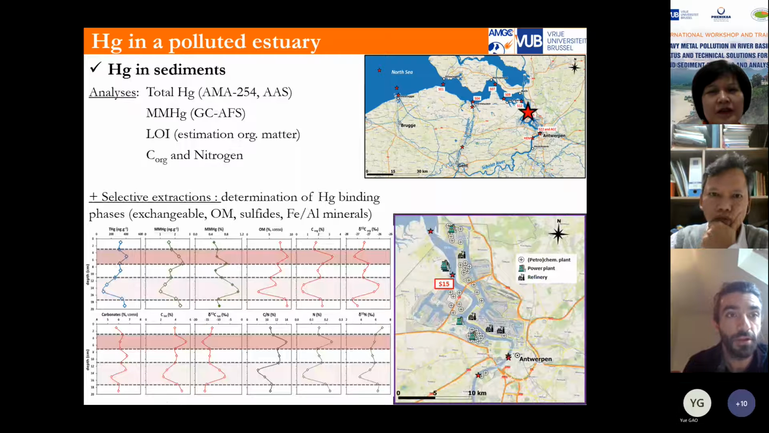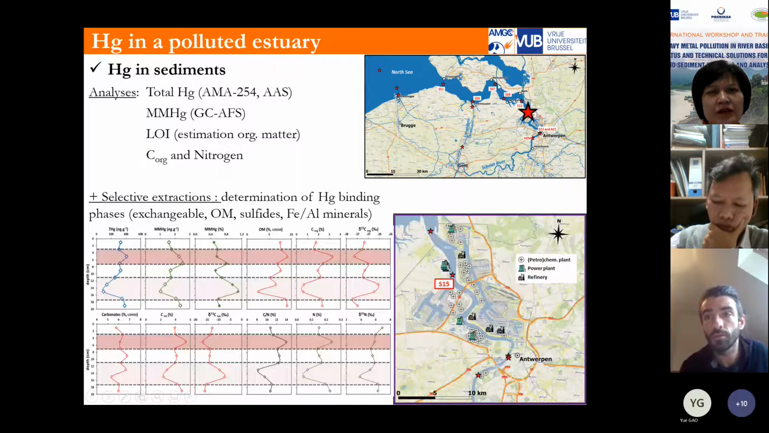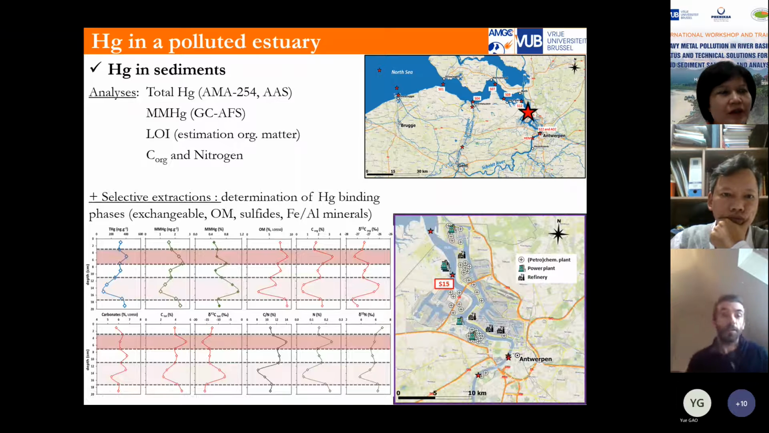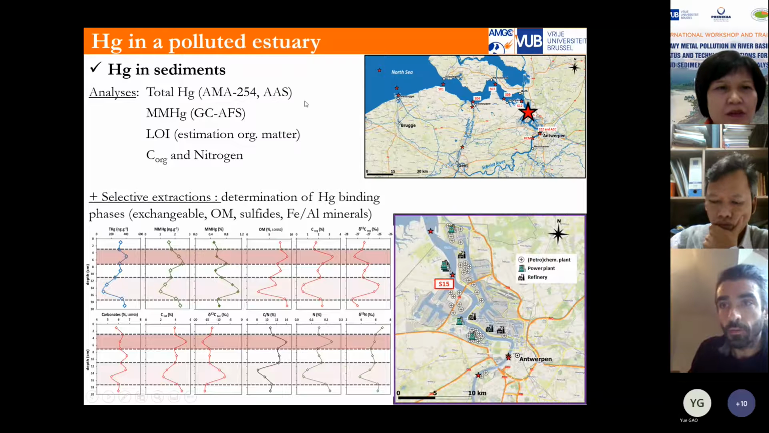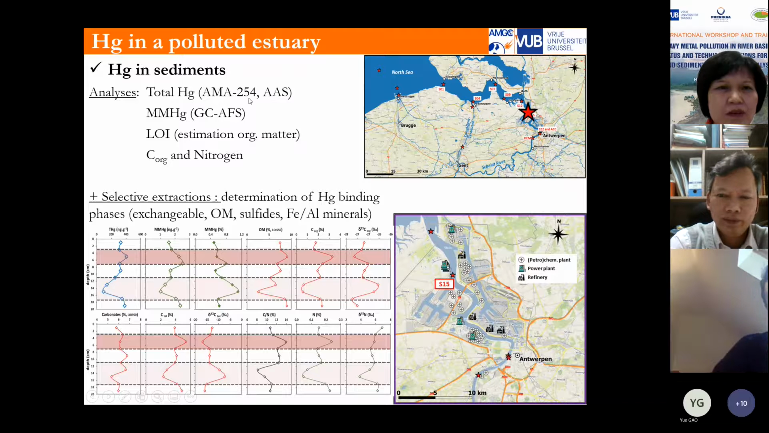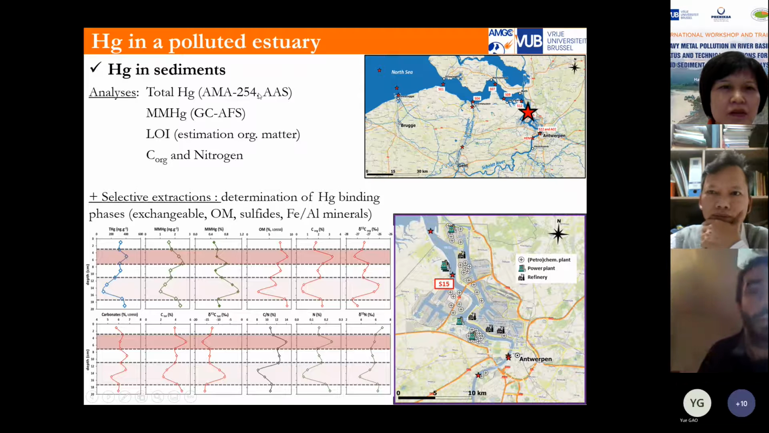So now I'm presenting the mercury that we got from the sediments. We just did it for one station. Actually, this is a study we did with a master student from Vietnam this year. So what we did is we took these sediments from the station S15, it's right here, and we measured total mercury concentration using this AMA 254. It's a very simple technique. I think Martin mentioned it in the previous presentation. It's based on atomic absorption spectrometry.